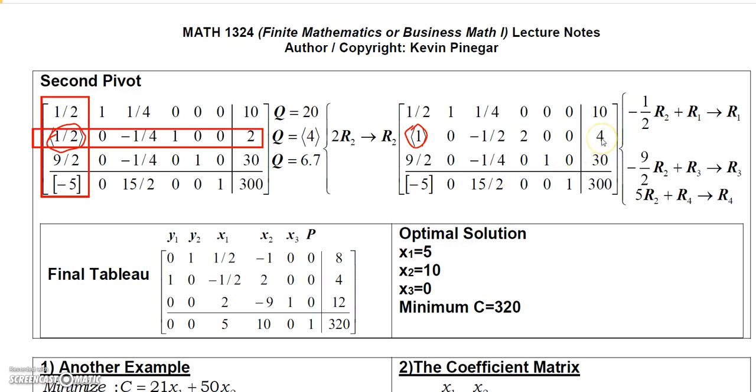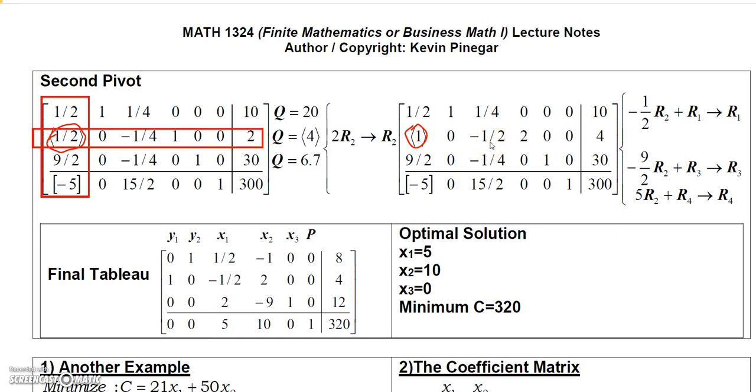And then negative 9 halves times 4, that would be negative 36 divided by 2. So that would be negative 18. And negative 18 plus 30 gives me 12. And then finally, I need to use this to get rid of the negative 5. So I have to multiply row 2 by 5 and add it to row 4. So let's do that. 5 times 1 plus negative 5 gives me 0 here. 5 times 0 added to 0 gives me 0 here.